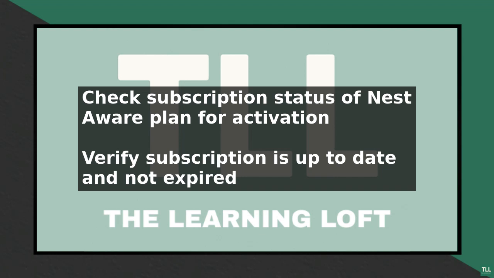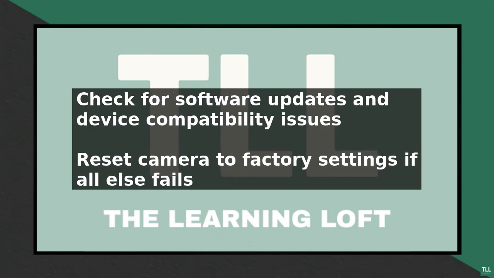If none of the above steps resolve the issue, try resetting your Nest camera to its factory settings. This will erase all your camera's settings, so be sure to back up any important data before doing so. To reset your camera, go to the Nest app, select your camera, and choose the reset option.